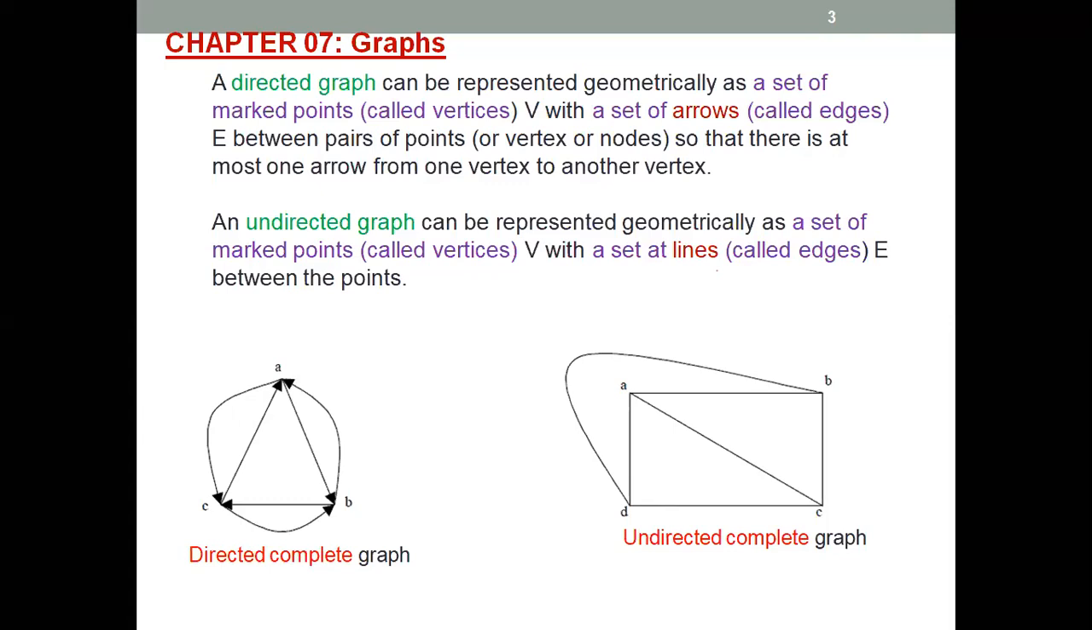What you have to understand is that we have two types of graph, directed graph and undirected graph. Directed graph means there are arrows. Here, in a directed graph, you have arrows. In an undirected graph, you have lines only, just connecting lines without arrows. If there is an arrow, this is called a directed graph. And an undirected graph has only lines. This is just for your understanding.